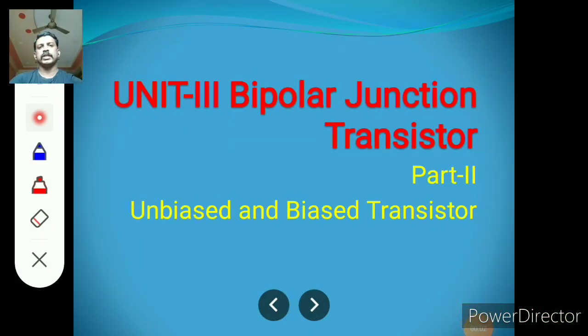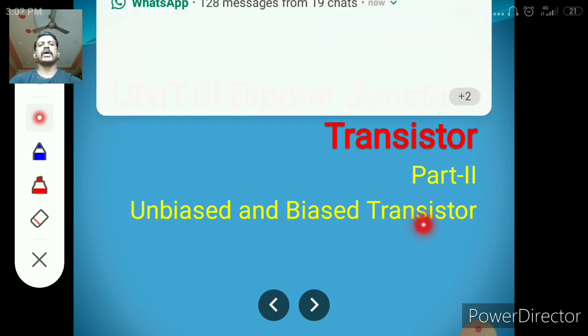Hello friends, now we see the next part of Unit 3, Bipolar Junction Transistor, Part 2: Unbiased and Biased Transistor.